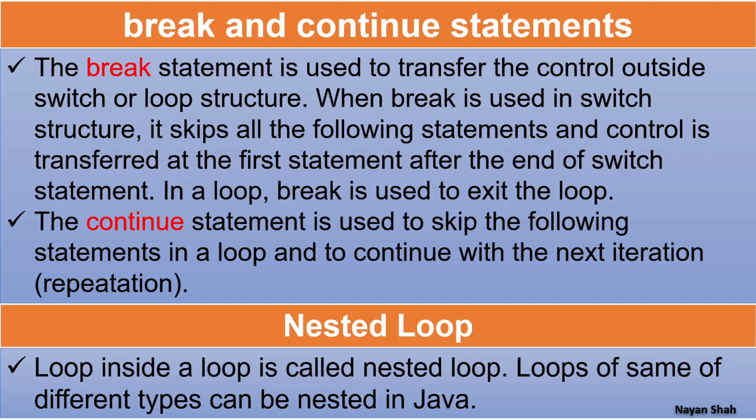Nested loops are a loop within another loop. When you write a loop within another loop, it is called a nested loop. So you may write a for loop within a do loop. You may write a while loop within a for loop. You can combine any loops. You can even write a for loop within another for loop. So that is called nesting of the loops.